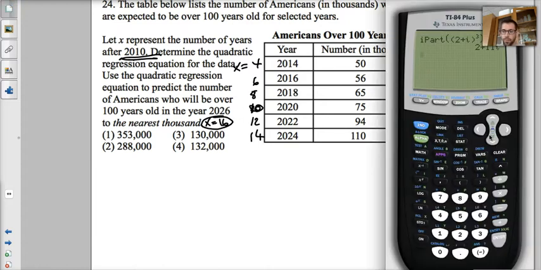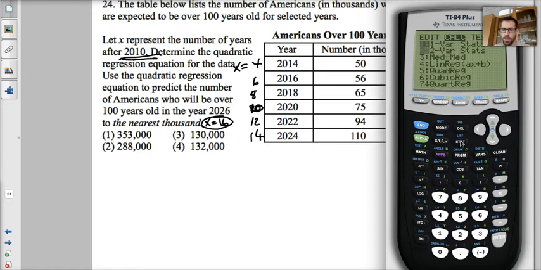All right, so I'm going to go to my calculator, and I'm going to put in the information. So I've got 4 years after. All right, I'm using the X values based on how many years it's been since 2010. 8, 10, 12, 14. 50, 56, 65, 75, 94, and 110.